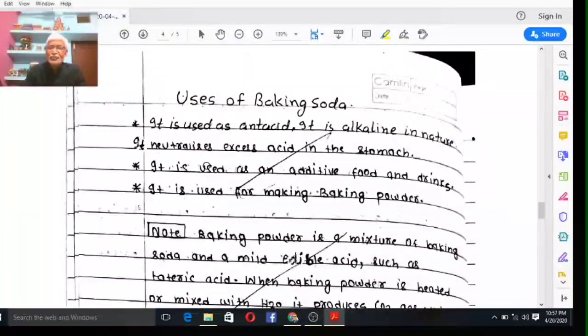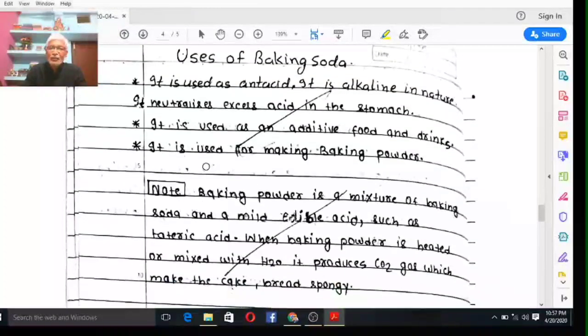What are the uses of baking soda? Actually, it is used as an antacid because it is alkaline in nature. It neutralizes the excess acids in our stomach. It is used as an additive in food and drinks, and it is used for making baking powder. These are the uses of baking soda.